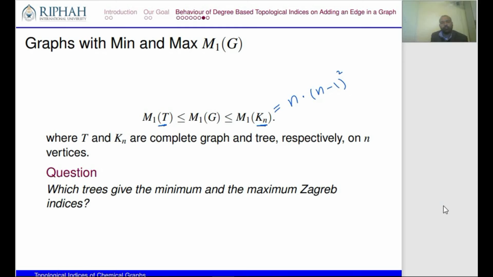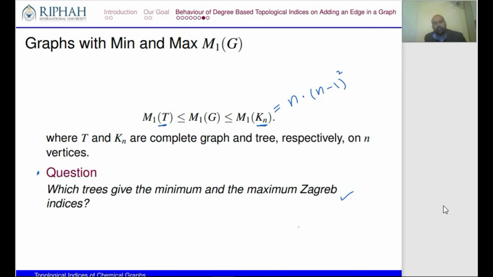Here another question arises: which trees attain the maximum and minimum first Zagreb index, because a tree itself is a class of graphs? So we have another question here, which tree gives the minimum and the maximum first Zagreb indices. We will discuss this question in later lectures, but this is a very interesting and important exercise to investigate which tree gives the maximum and minimum value.